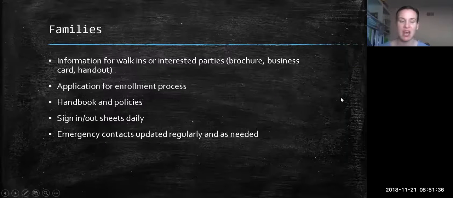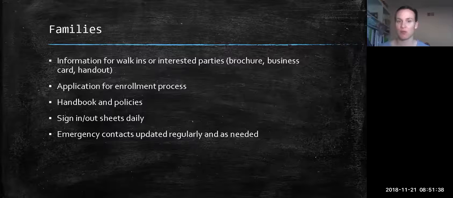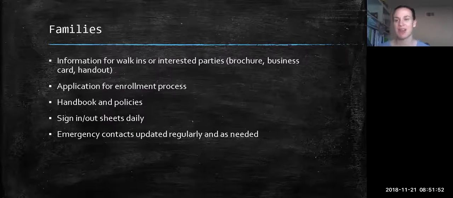Then families. The first thing is just information for walk-ins or interested parties. You have a brochure, you have a business card, you have a handout, a flyer, something with the next step so that they can enroll in your program. And if you're state subsidized, who they need to call or what they need to do in order to do that. And I typically, a flyer is nice.